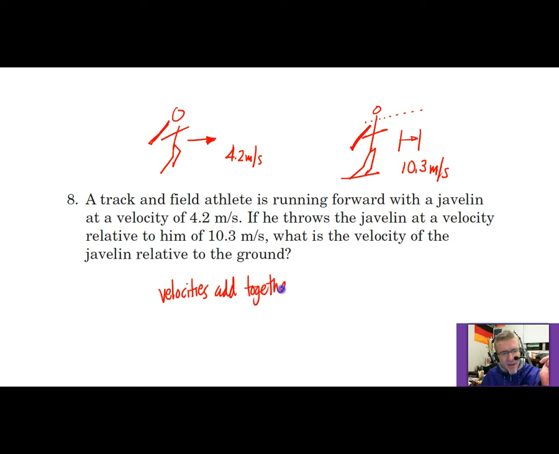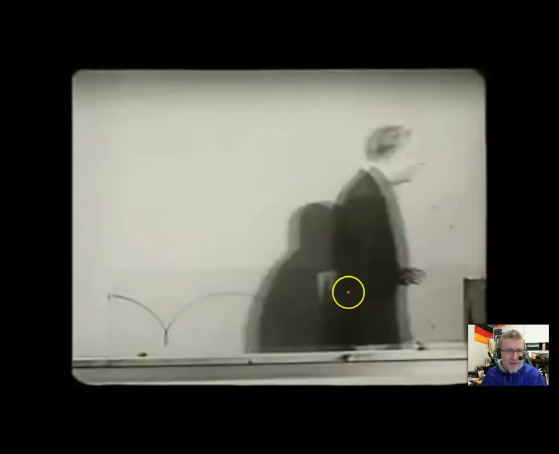So that means whether I'm running or on a car or on a wagon, if I'm moving already at 4.2 meters per second and I can throw it 10.3 meters per second relative to my body anytime, then the final velocity of the javelin is 14.5 meters per second. So hopefully that's a little clearer. I think we got another video coming up.